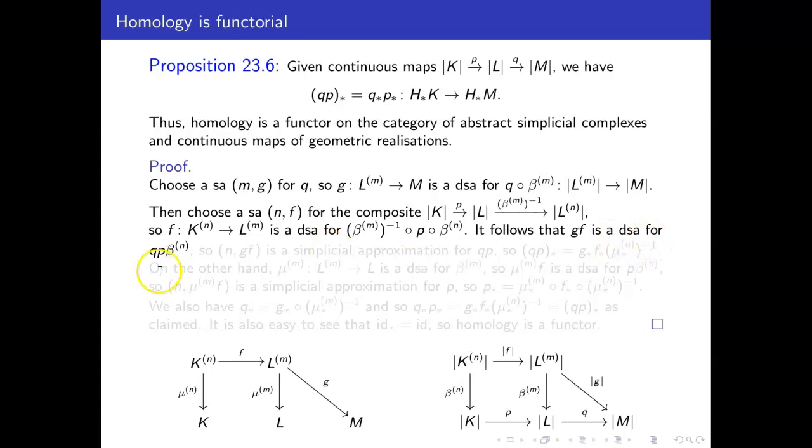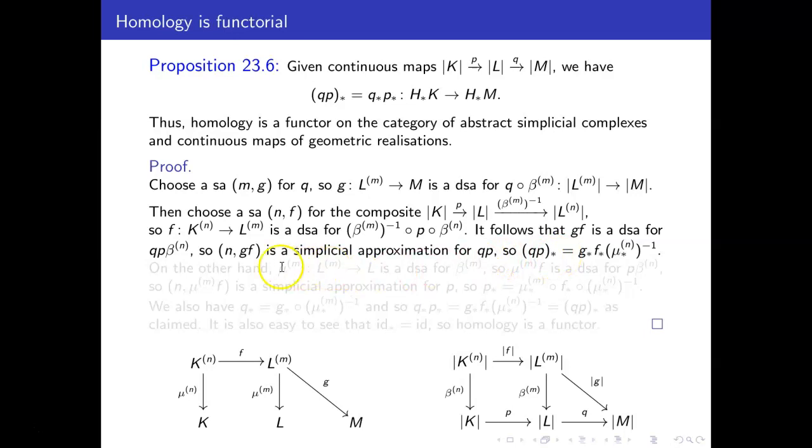Okay, so GF is a direct simplicial approximation for QP beta bracket N. But that's precisely what we need to say that the pair N comma GF is a simplicial approximation for QP. Okay. So we've got our QP here, and then our GF across there, and this is the pair GF comma N is a simplicial approximation for this guy here. So we can use this pair N comma GF to determine what QP star is.